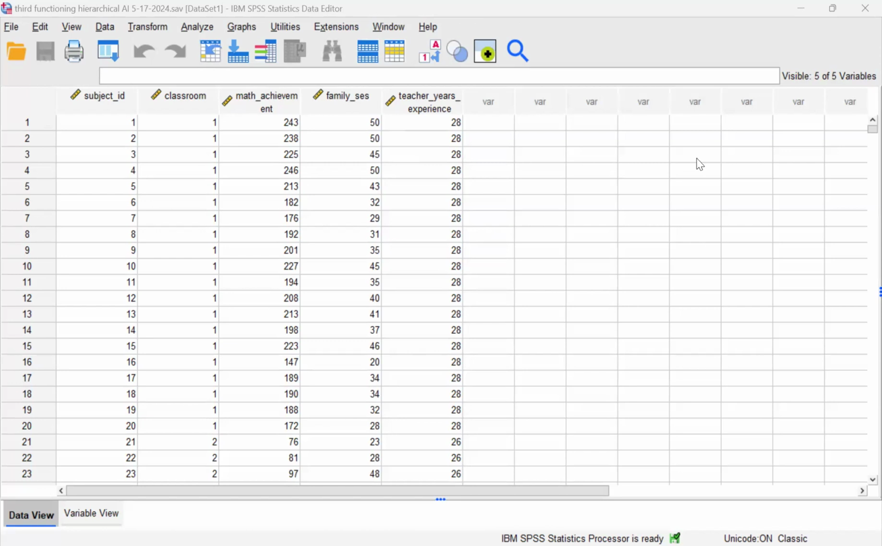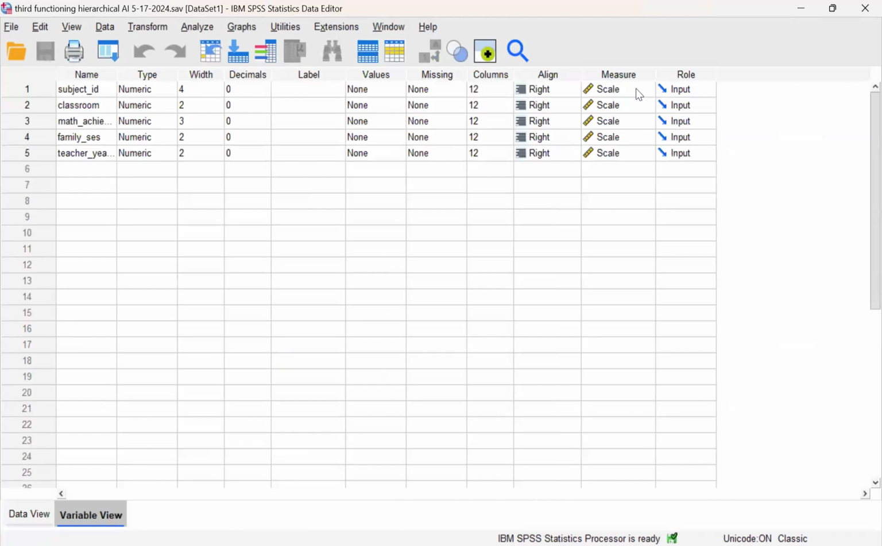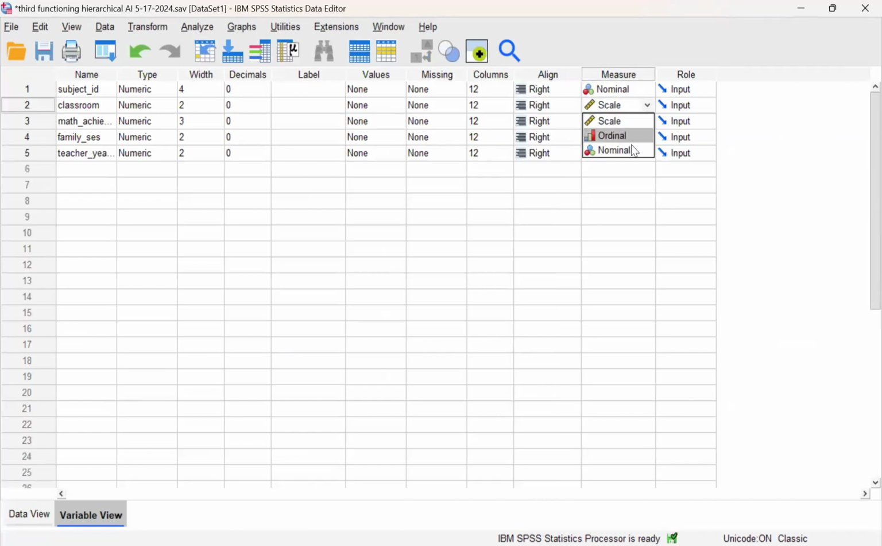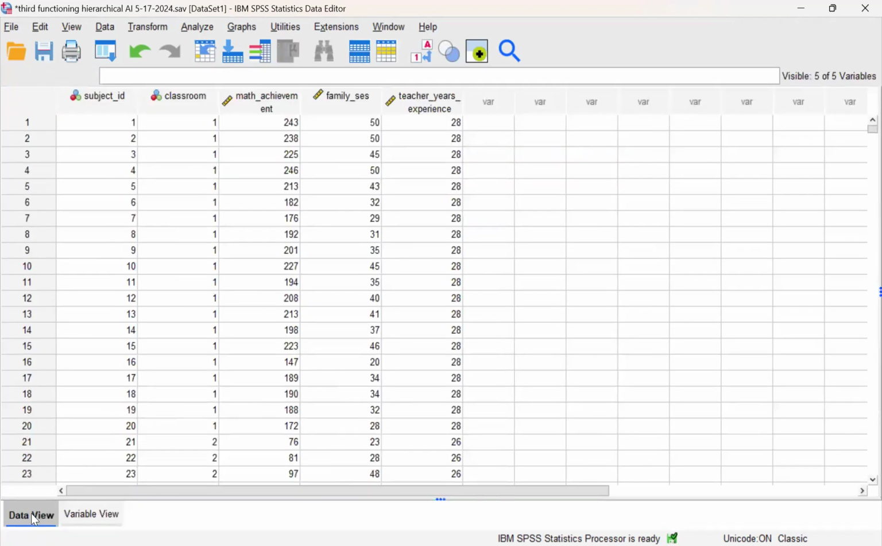So we have here a two-level cross-sectional analysis using SPSS. If we look at this data set, you can see that subjects are nested in classrooms. There are 50 classrooms and 1,000 subjects total. These should actually be changed to nominal variables because they are identifiers only of subjects nested in classrooms.